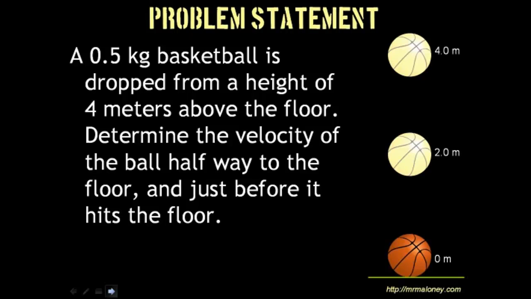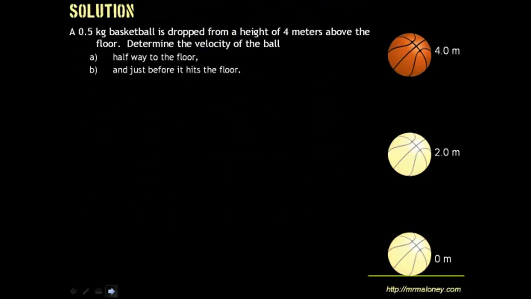The problem states a 0.5 kilogram basketball is dropped from a height of 4 meters above the floor. We would like to determine the velocity of the ball halfway to the floor and just before it hits the floor. Since this problem has two parts, let's look at each part separately. In part A, we want to find the velocity halfway to the floor.